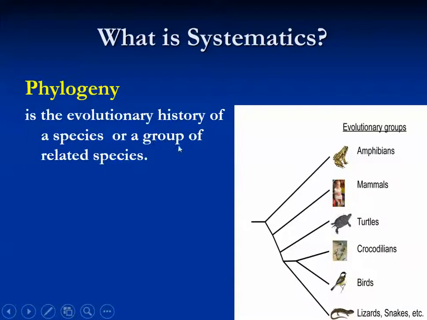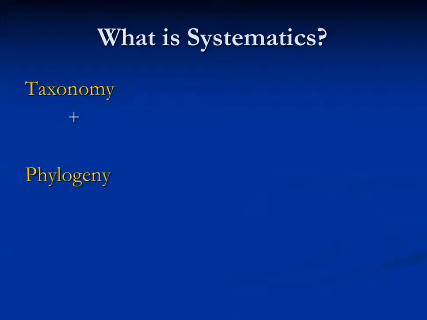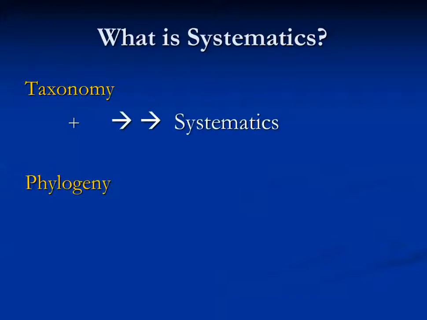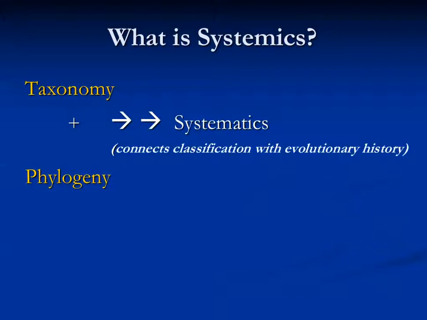Phylogeny denotes the evolutionary history and relationships of a species or a group of species. And so what is systematics? Systematics combines taxonomy with phylogeny. In other words, it's connecting our classification scheme with the evolutionary history, evolutionary relationship of organisms. So that's the goal here.